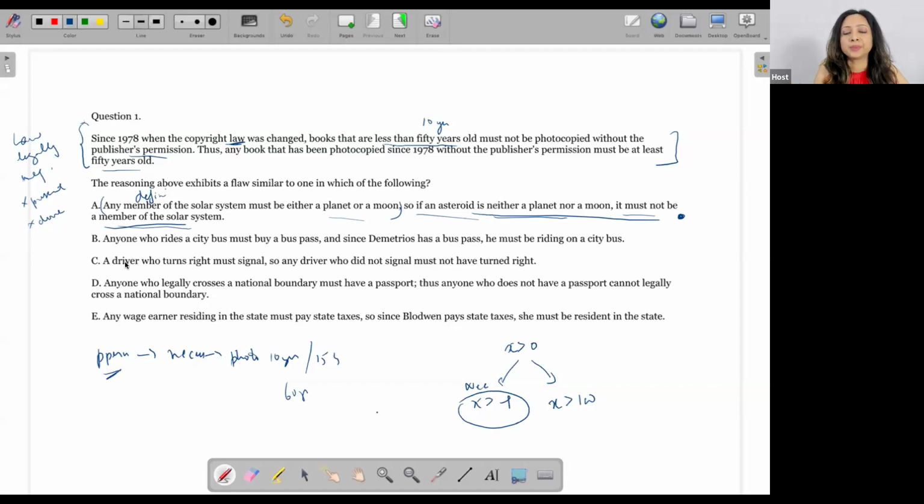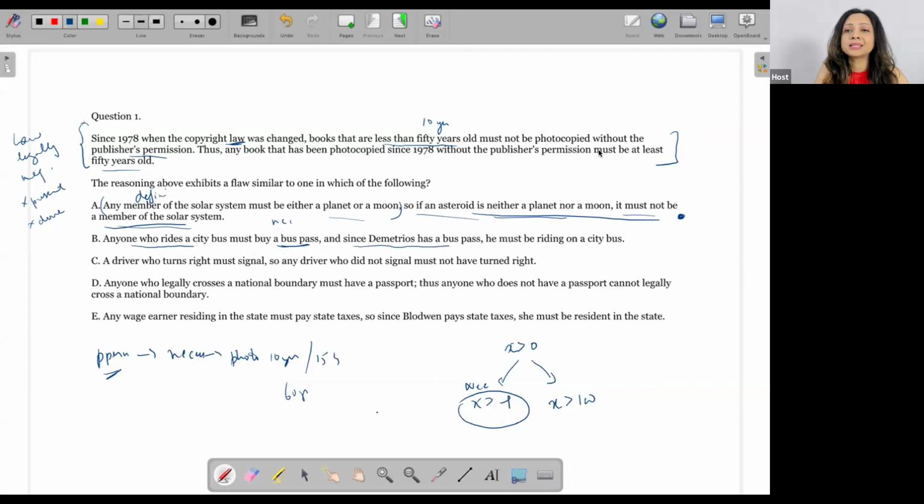Look at B. Anyone who rides a bus must buy a bus pass. So we have been given, again, this is by law, isn't it? That if you want to ride a city bus, it is the city's law. So then it is necessary to buy a bus pass. So I've been given a necessary condition. And since Demetrios has a bus pass, I'm saying the necessary condition is actually being met.